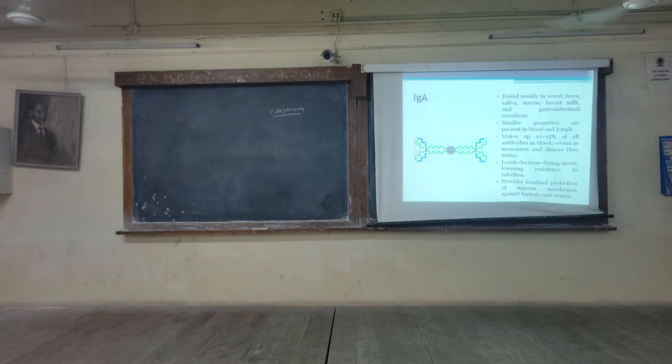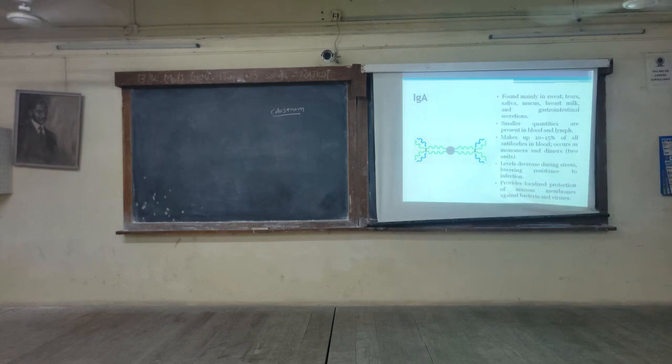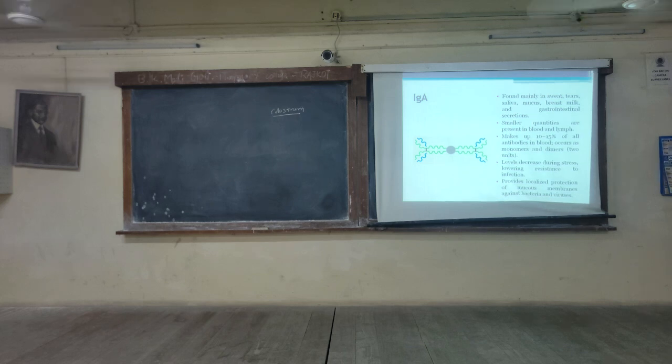to the kids. It is also found in sweat, tears, saliva, mucus secretions, and gastrointestinal secretions. Smaller quantities are present in the blood and lymph. It makes up 10 to 15% of all the antibodies in the blood, and it occurs as both a monomer and dimer.